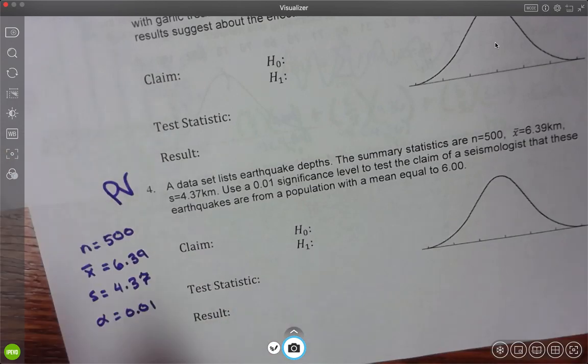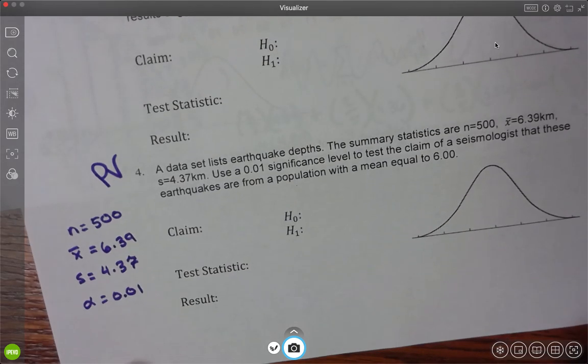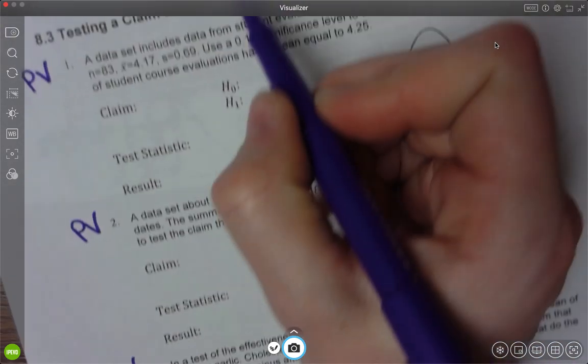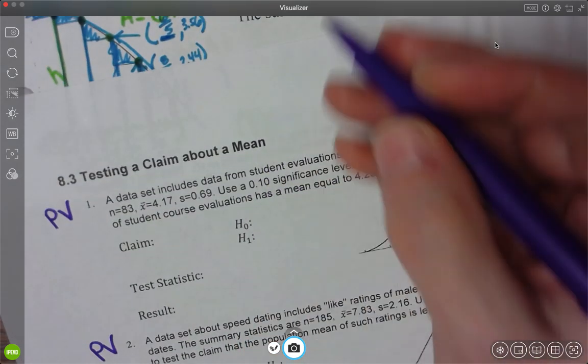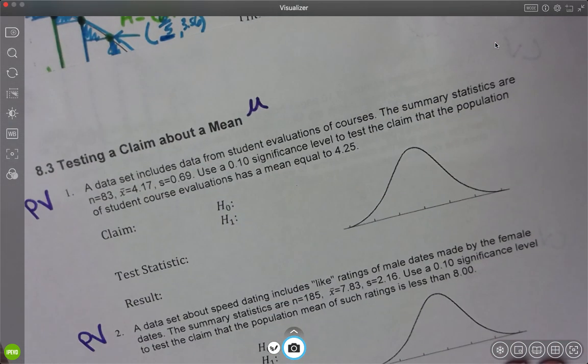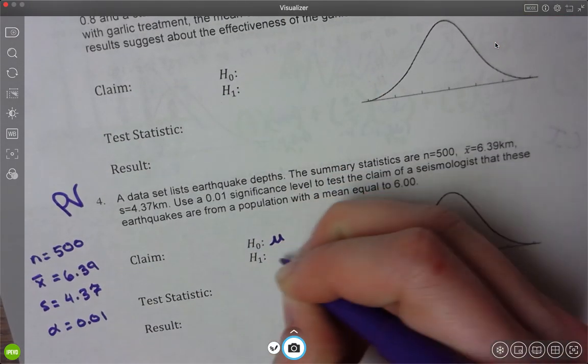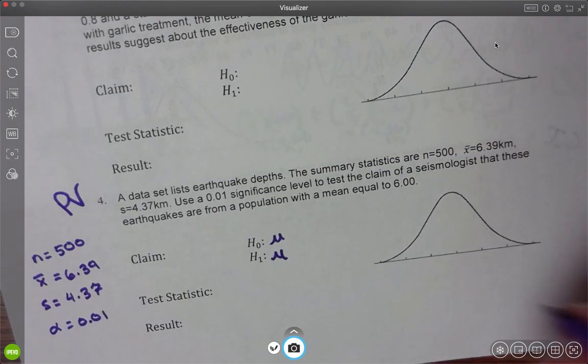Okay. Now we do have to read the rest of this to see what we're testing against. We're doing mean. Okay, that's the title of the section, and mean is searching for mu. So like proportion was searching for p, mean is searching for mu. So we're going to be comparing mu. So our null and alternative hypothesis are going to involve mu somehow, and so is our claim.